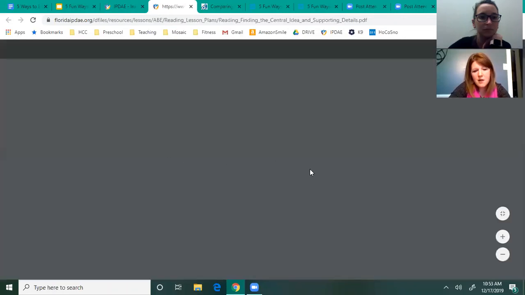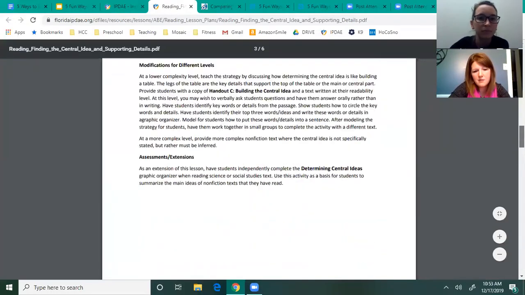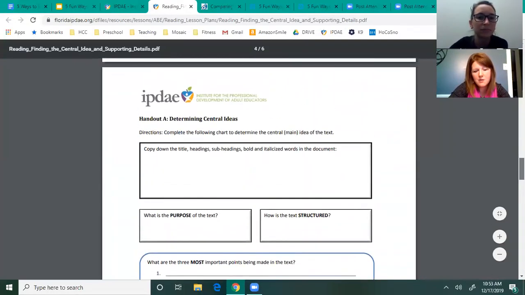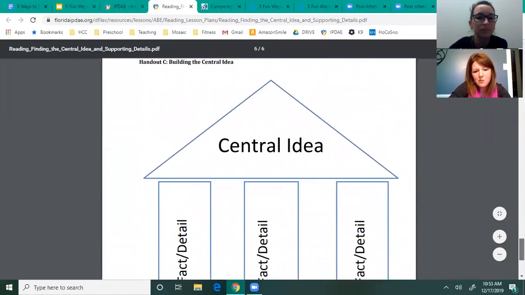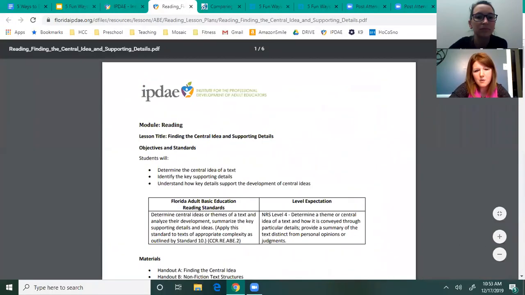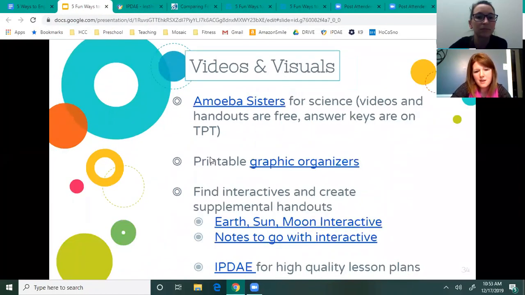And I have found a lot of them to be very visual and hands-on and interactive, but I just kind of wanted to skim through. You can see how nice this organizer is. These are already made for you. You can just print them out and use them in your class. So I would highly recommend checking out that website for some fun and engaging activities.